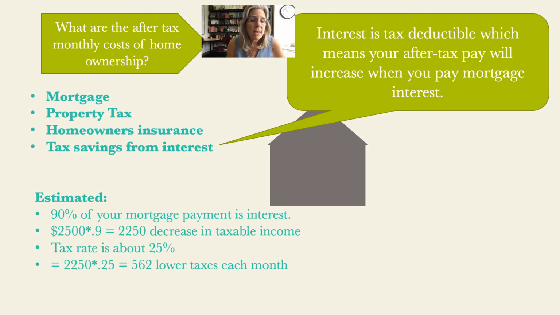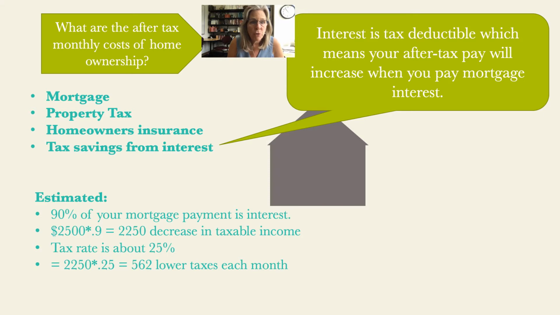So if we say that, and you're just going to have to take my word for this, 90% of your mortgage payment, at least at the very beginning of the mortgage, is interest. In fact, more like 95%. So if I take the $2,500 mortgage payment and multiply it by 0.9, that means $2,250 every single month is a decrease in my taxable income. The tax rate at the marginal level is about 25%. So if we take $2,250 times 0.25, we're going to have $562 a month lower tax payments.